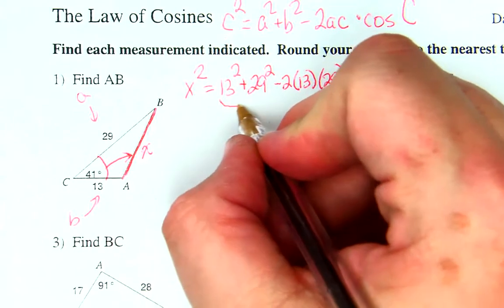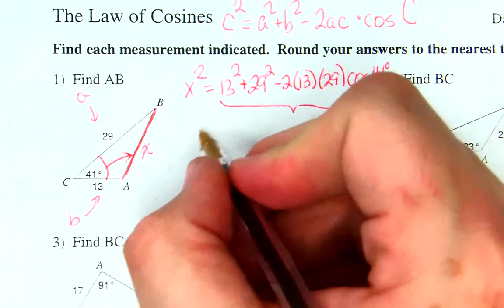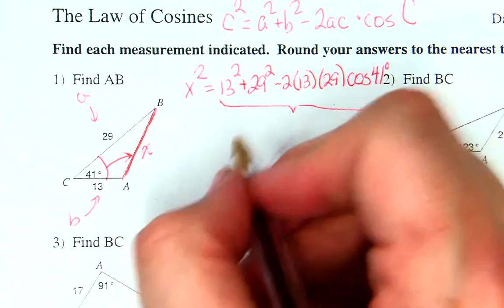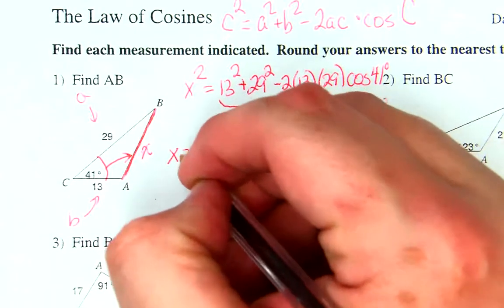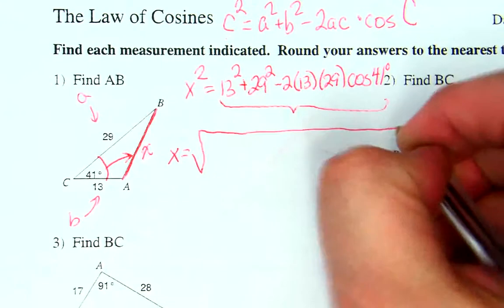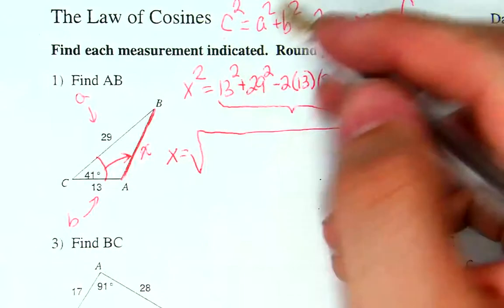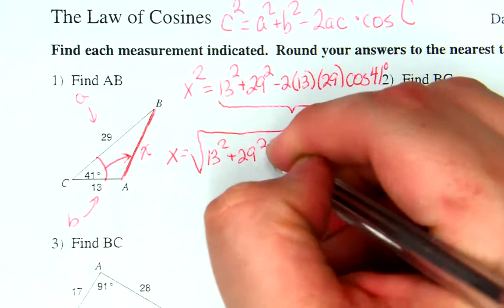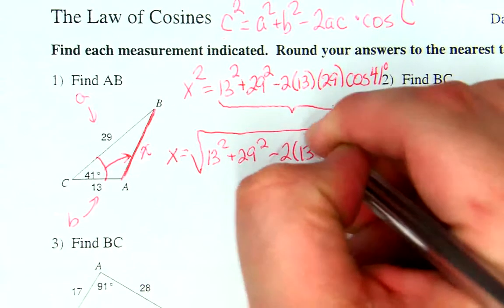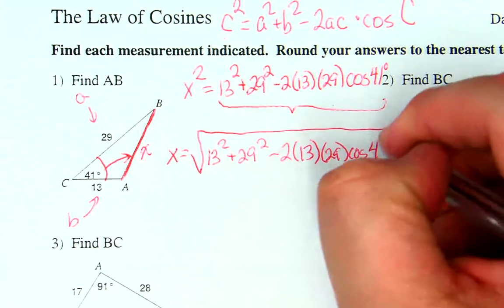And now, to figure this out, you can do two things. You can either plug it into the calculator and take the square root, or you could just say x is going to be equal to, and this is going to be helpful if you just have a calculator and you can type it in once. You'll get your 13 squared plus 29 squared minus 2 times 13 times 29 times the cosine of 41 degrees.